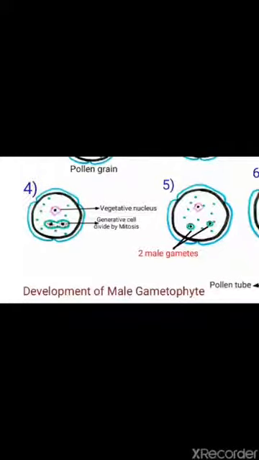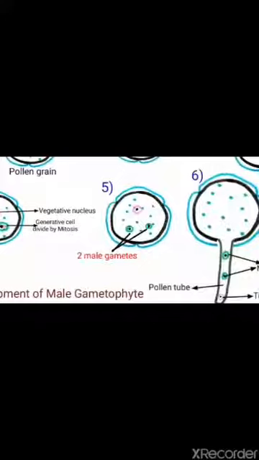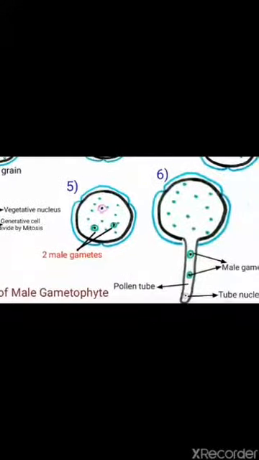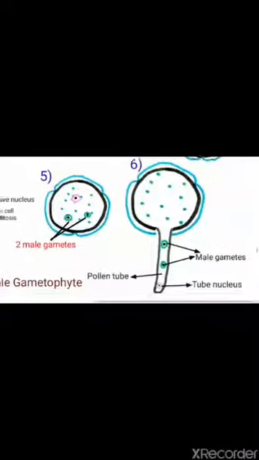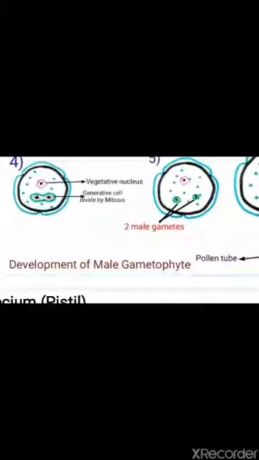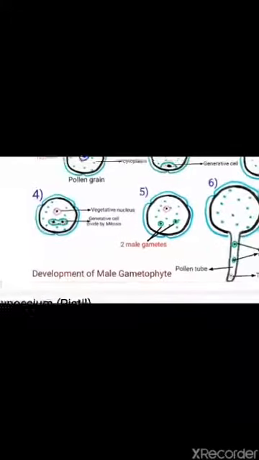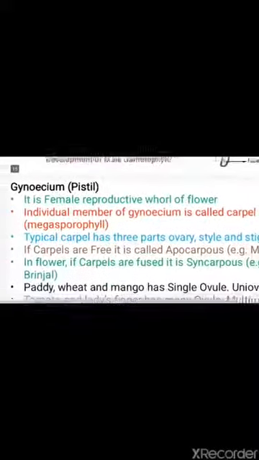Now the second mitotic division takes place in the generative cell only. The generative cell divides into two cells and forms two male gametes. This formation of two male gametes may take place in the pollen grain itself, or it may take place in the pollen tube. So this is the development of the male gametophyte. It is called the partial development of the male gametophyte. This much development takes place when the pollen grain is in the anther.